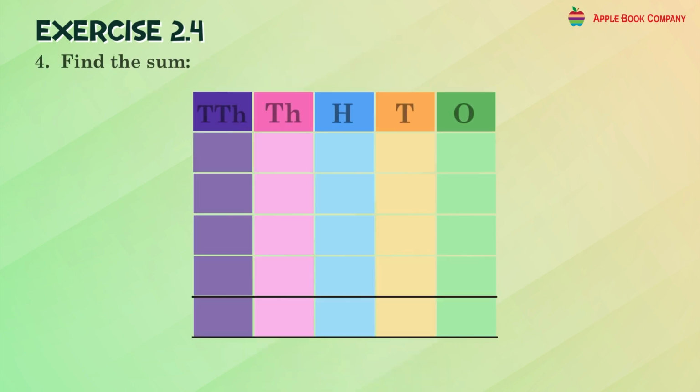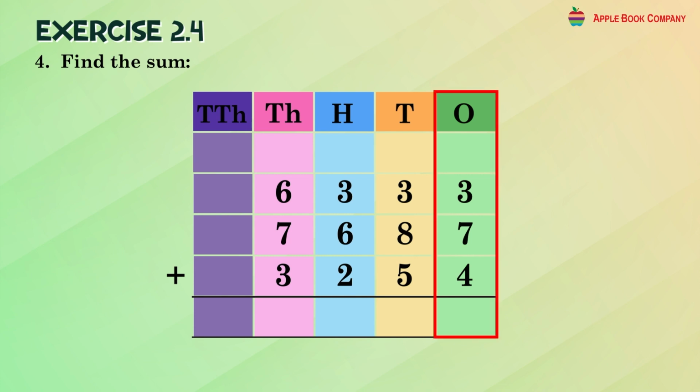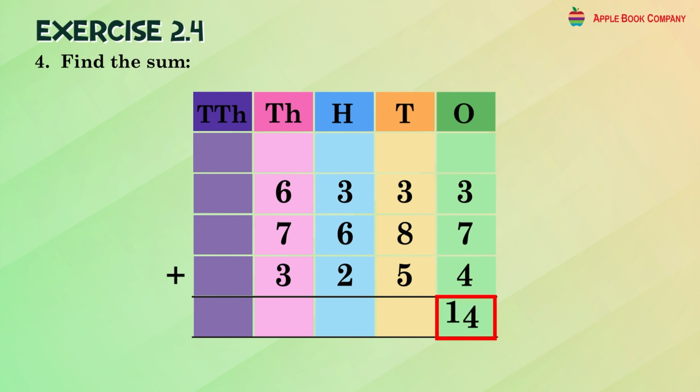We've been given three numbers now. 6333 plus 7687 plus 3254. Now, if we place these in the correct columns, when we add ones, we get 3 plus 7 plus 4 is equal to 14. We write 4 at the bottom and 1 we carry to tens.